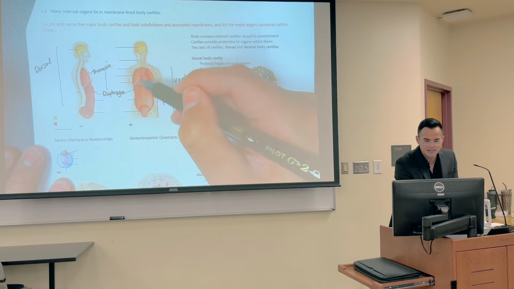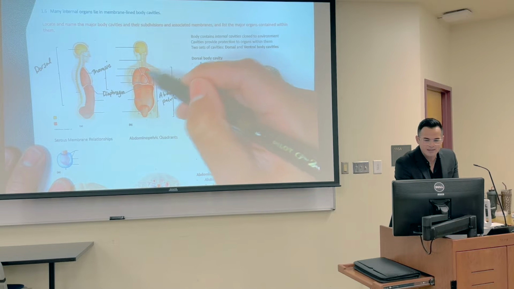As a whole, this is the mediastinum, and then at the top, that would be the superior mediastinum. This is where the heart is found, and it's found within the pericardial cavity. Here on the side, this is the pleural cavity, where the lungs are found.